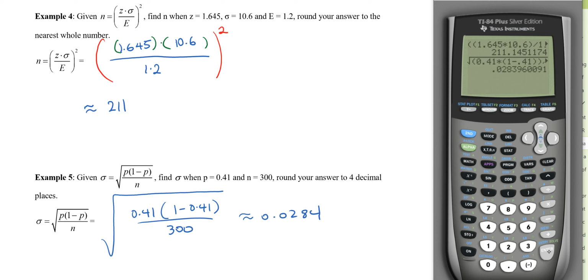Right? I would have the answer. I would suggest you try it out using your calculator, see if you get the same answer. Right? So the answer is approximately 0.0284. Notice that we round up the last 3 to a 4, because the next digit here is a 9, which is more than 5.